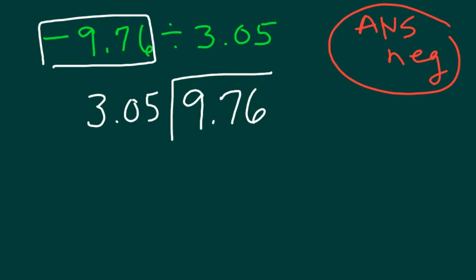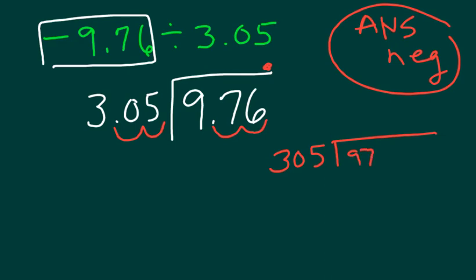So I'm going to go over twice, and up. So my new problem that I'm dividing ends up to be 305 divided into 976. And here's my decimal, because I may have to add some zeros to make it come out even or until it repeats. I don't really know. So, now, time to divide.